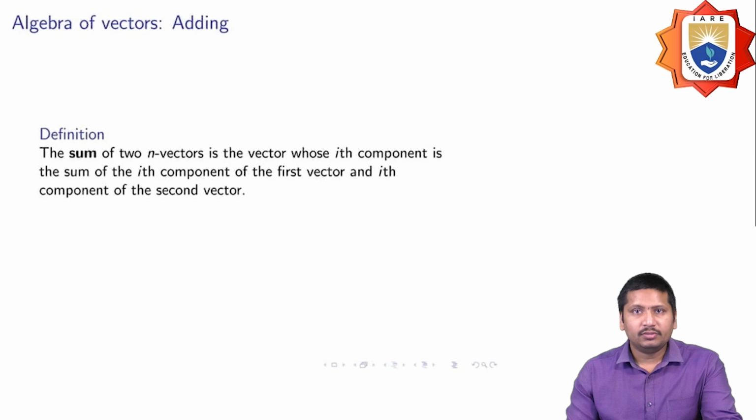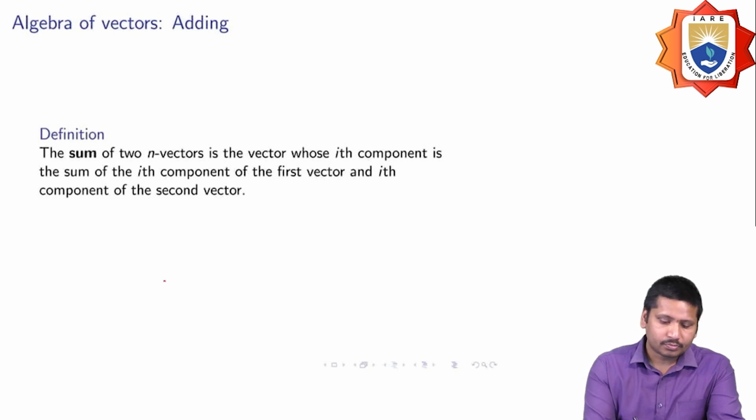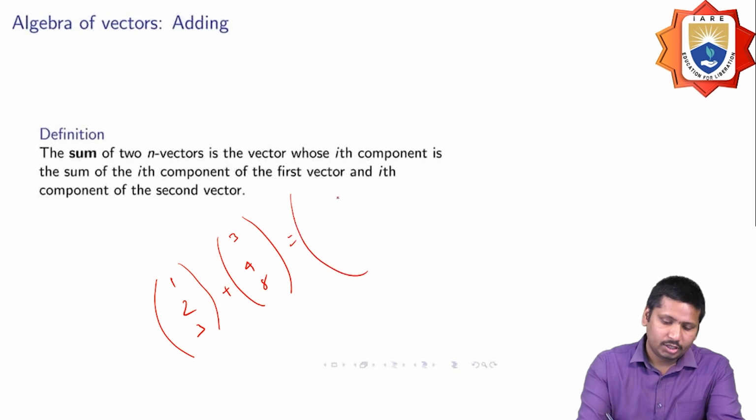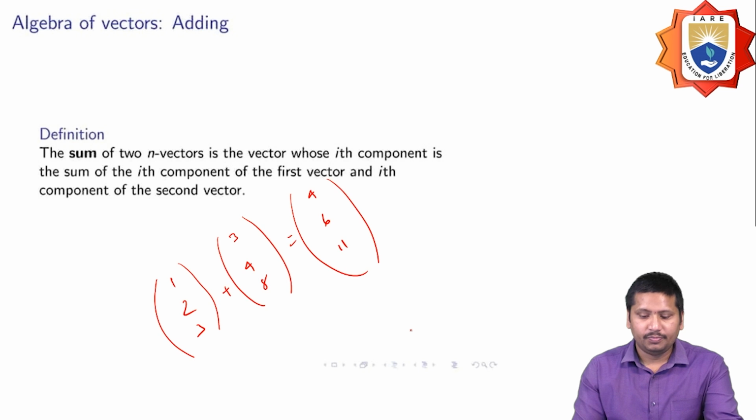So adding vectors: the sum of two vectors is the vector whose ith component is the sum of the ith component of the first vector and the ith component of the second vector. Suppose I have vectors like this and I add them, what should be the resulting vector? Let it be 4, 6 and then 11. So like this I can perform the addition of vectors.